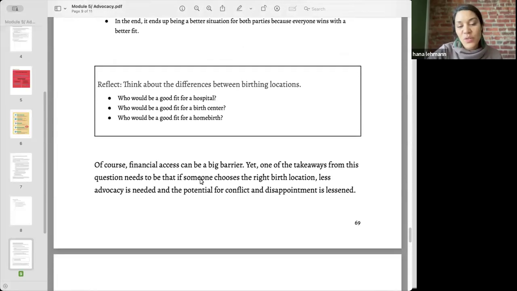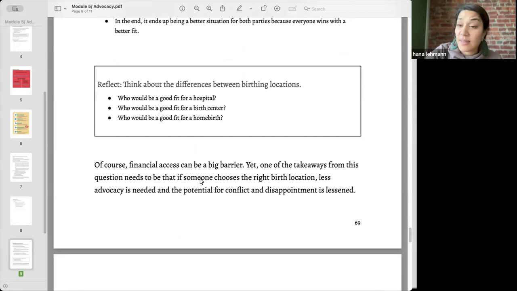So your reflection questions for this portion is just to think about the differences between birthing locations. One, who would be a good fit for a hospital, who would be a good fit for a birth center, and who would be a good fit for a home birth, right? And you might start naturally sussing that out as you have more clients, right?